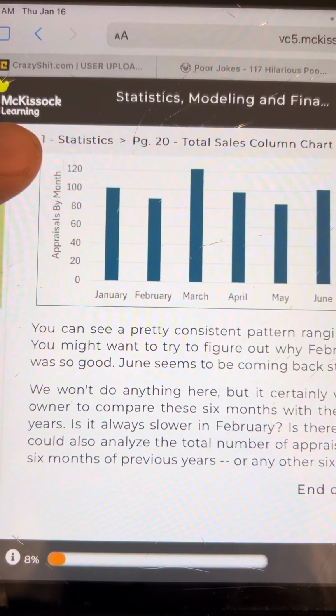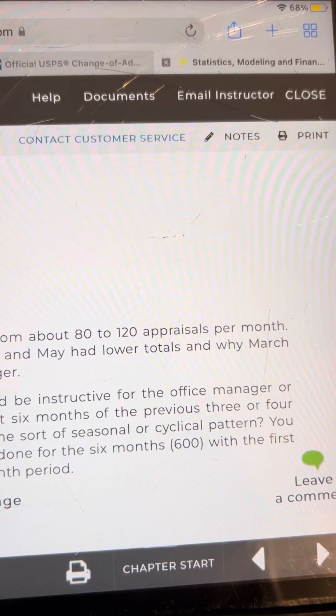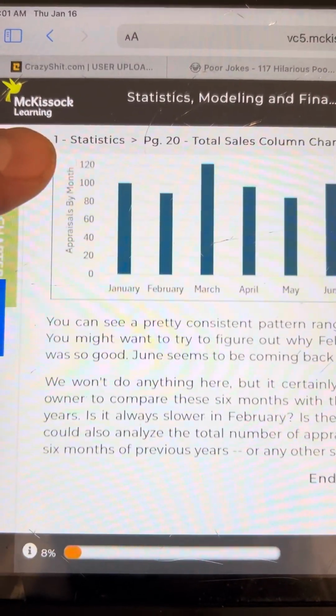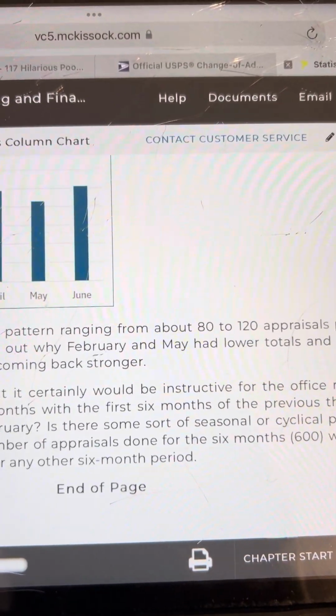You could also analyze the total number of appraisals done for the 6 months, which was 600, with the first 6 months of previous years, or any other 6-month period. End of page.